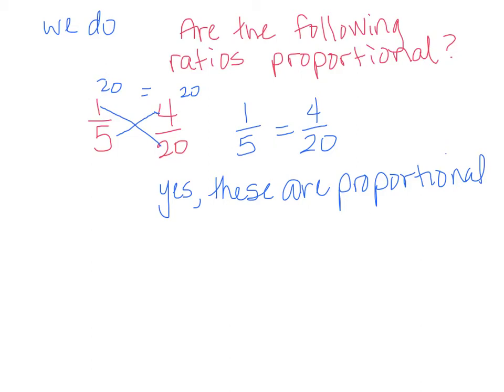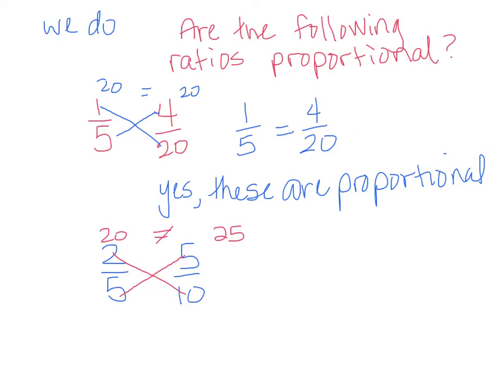Let's look at another we do. How about 2/5 and 5/10? Are these two ratios proportional? Well, I'll just go ahead and multiply those crosses. 5 times 5 is 25, and 10 times 2 is 20. And 20 does not equal 25.